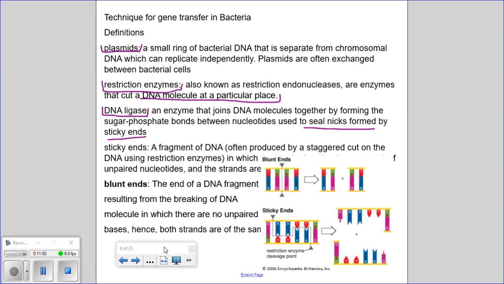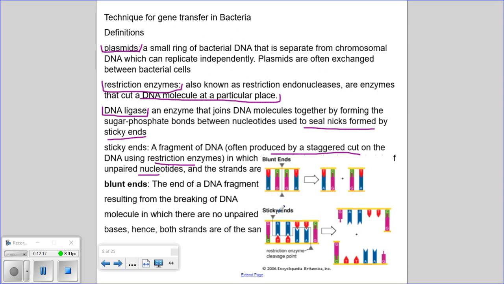Now, there can be two types of ends generated by restriction enzymes. You can get what are called sticky ends, and you can get blunt ends. So sticky ends are a fragment of DNA which are often produced by a staggered cut on the DNA using restriction enzymes, in which unpaired nucleotides of the strands are left hanging, if you will.